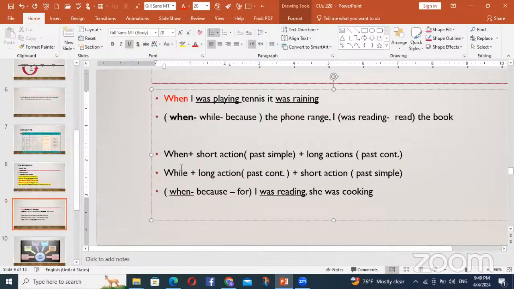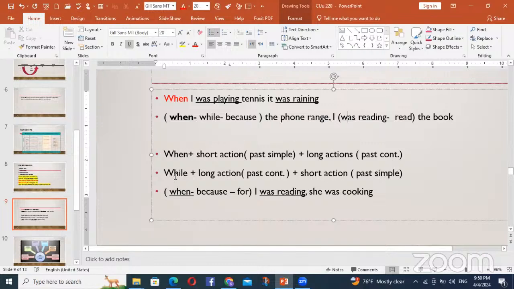Some rules we used to have when we were in school: when we use a time word, which is "when", to connect two sentences in time, this is the short action, it is followed by past simple, and then the long action, this is the past continuous.